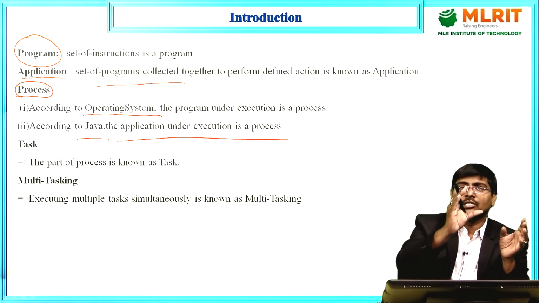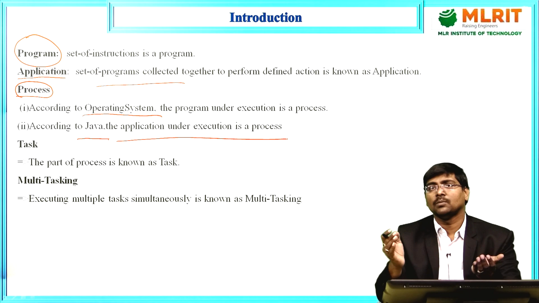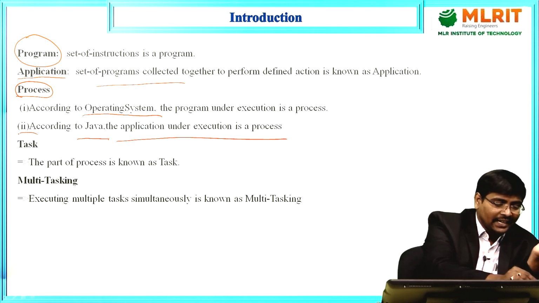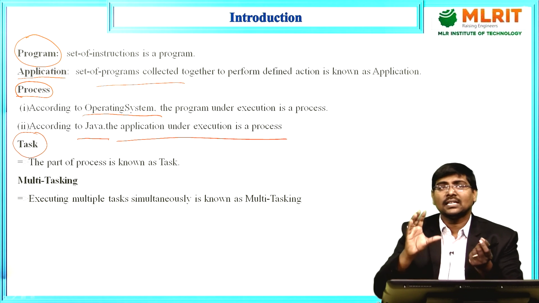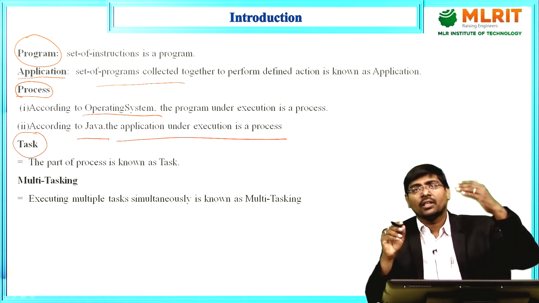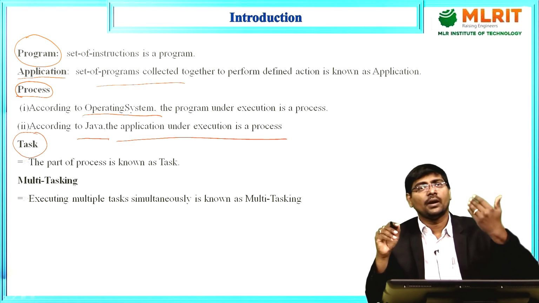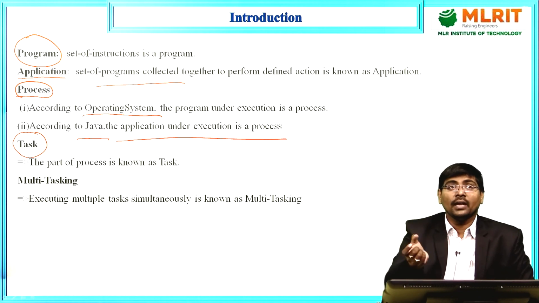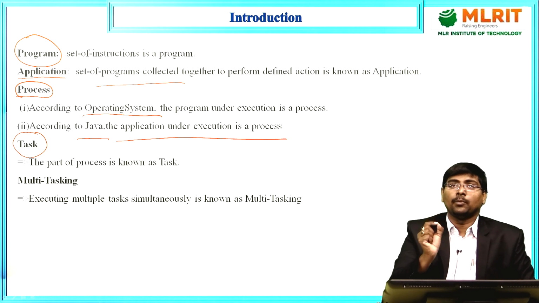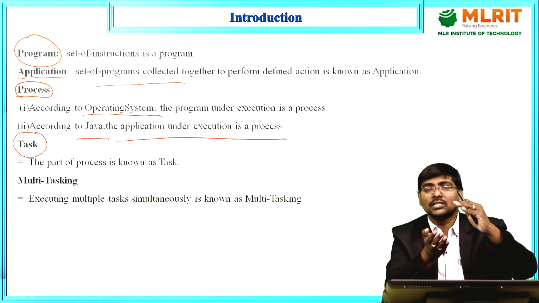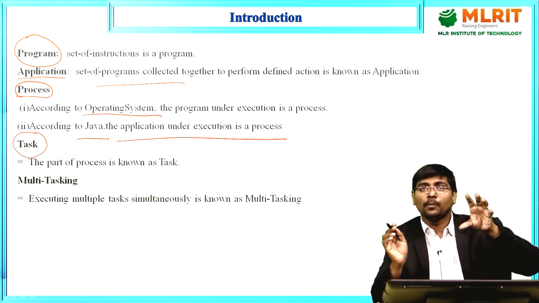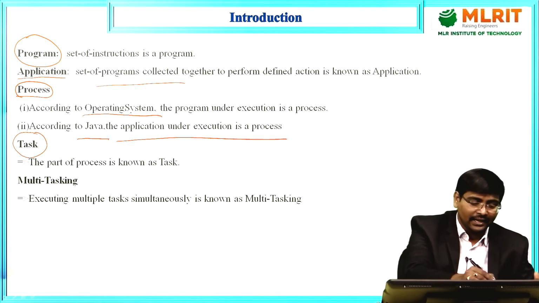Generally, a program is a simple set of instructions. Application means multiple sets of programs. Now, what is a task? Consider a process. Whether according to the operating system or according to Java, we have one process. My process is divided into multiple parts. Some part of the process is called a task.